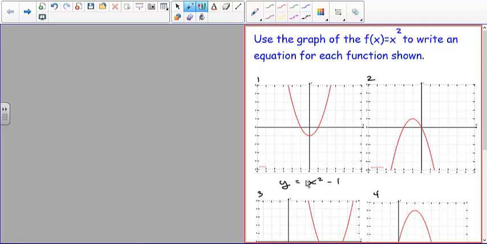So because there's no horizontal displacement, we don't have to deal with that part. We just have to add this additional term. And because it's pointing upward, then we know it's positive x squared.